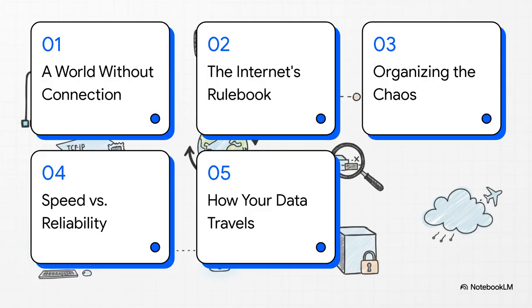Okay, so here's our game plan. First, we'll take a quick trip back to a world without connection. Then we'll get into the internet's universal rulebook, the thing that organizes all this digital chaos. After that, we'll look at a really interesting trade-off, speed versus reliability. And finally, we'll actually trace how your data makes its incredible journey.